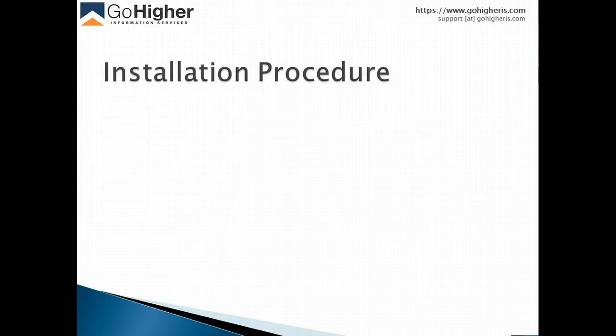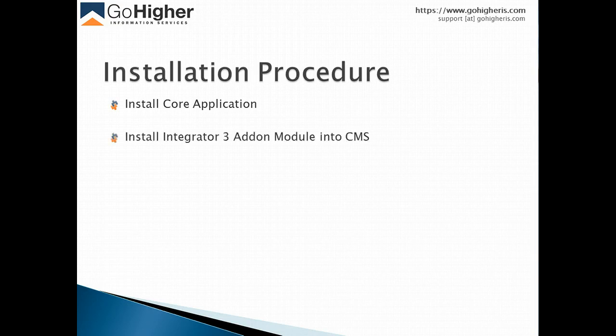For most customers, there are 3 procedures needed in order to complete the installation of Integrator 3. These steps include installing the core application, installing the Integrator 3 add-on module into the CMS or site application, and installing the Integrator 3 add-on module into the web application. This video will focus on the first step, the installation procedure for the core of Integrator 3.